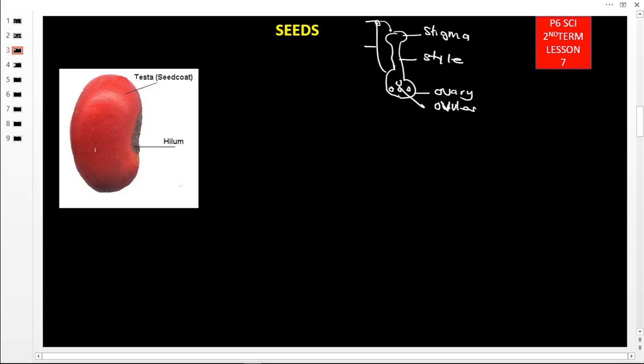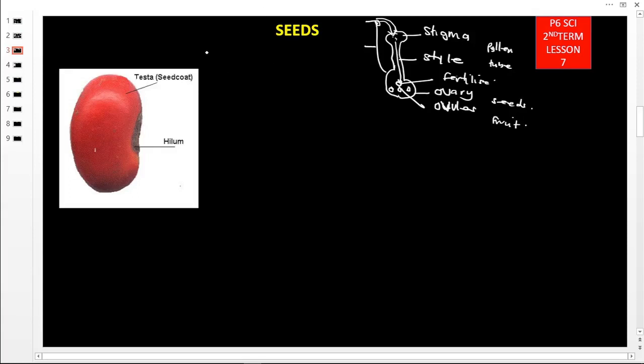Then this anther produces the pollen grains, which land on the stigma, and they develop into the pollen tube. So they grow into the pollen tube. Then the pollen tubes are carried down to the ovary through what we call the style. On reaching the ovary, they meet with the ovules. This is what we call fertilization. After fertilization, the ovules turn into what we call seeds, and the ovary becomes what we call a fruit.